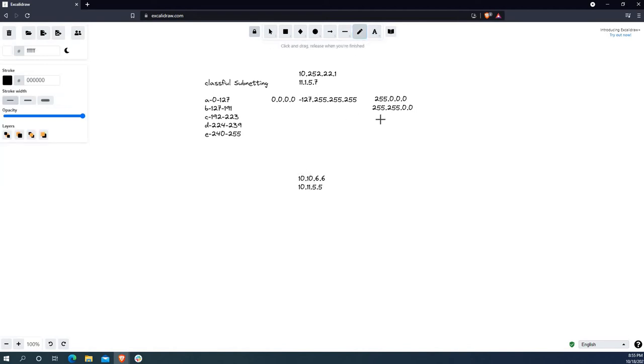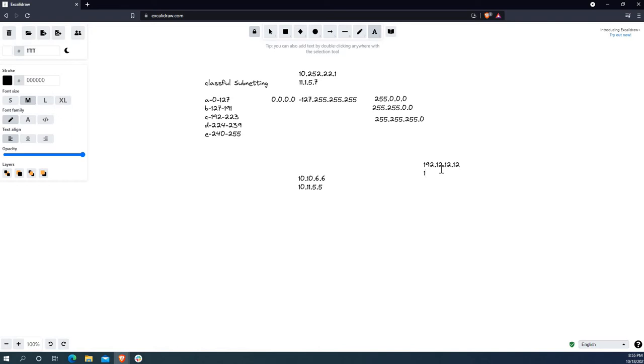And Class C, it's the same thing. It's 255.255.255.0. So what this means is the first three octets of your IP address have to be the same. So 192.12.12.12 and 192.12.12.13, they will be on the same network. But if I just change one, they're not on the same network anymore.